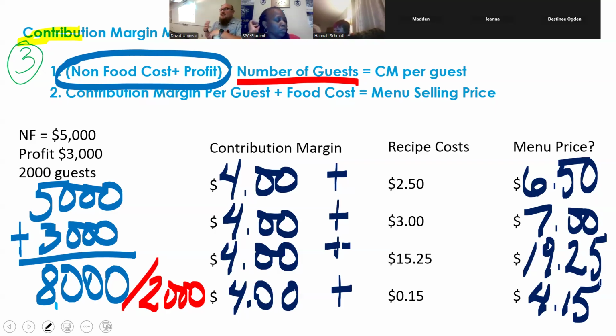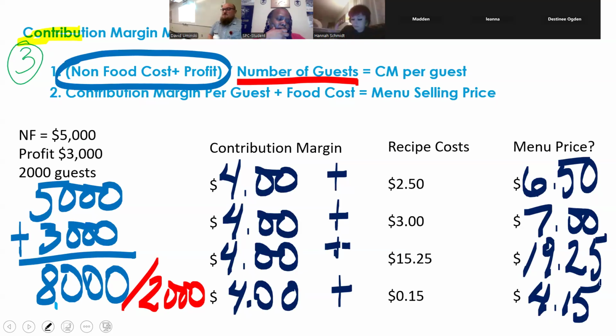It could be ideal if, let's say, you're a caterer and you're going to do a catered event for 200 people. You know you're going to have 200 people because you're charging the client for 200 people. So you could take your non-food costs, take your profit that you want to have, divide by 200, and that's your contribution margin per guest, and then add that to your food costs. So in that situation, it could work.